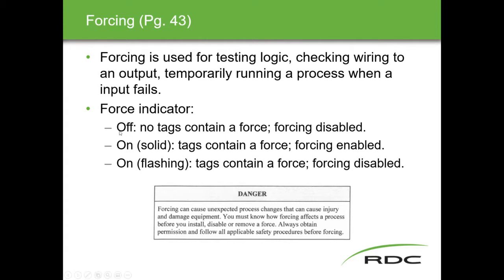Okay, so the force indicator can be off, can be on solid, or on flashing, and again that changes depending on the software manufacturer. If the force indicator is off, then obviously there are no forces in your program. If it's on solid, that means there are some tags in your program that contain a force, and that force is actually enabled. If the force indicator is flashing, it means that some tags do contain a force, but the force is disabled.